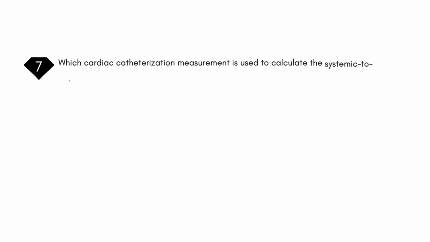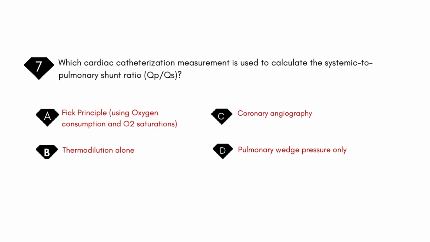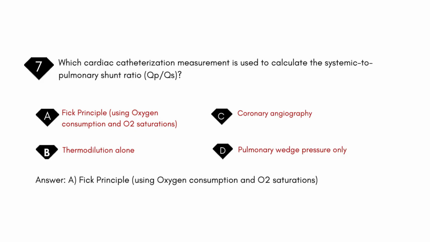Which cardiac catheterization measurement is used to calculate the systemic to pulmonary shunt ratio, QP/QS? A. Fick principle, using oxygen consumption and O2 saturations. B. Thermodilution alone. C. Coronary angiography. D. Pulmonary wedge pressure only. Answer: A. Fick principle, using oxygen consumption and O2 saturations.